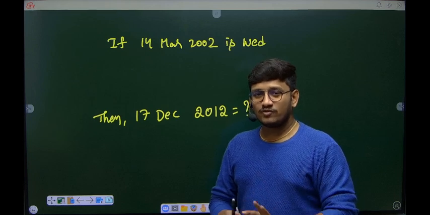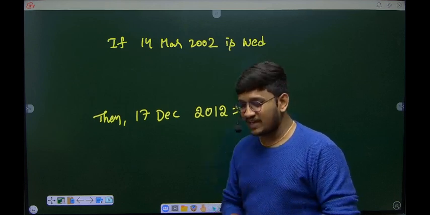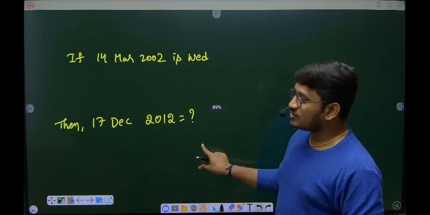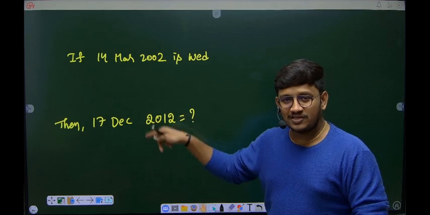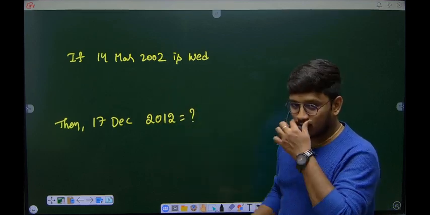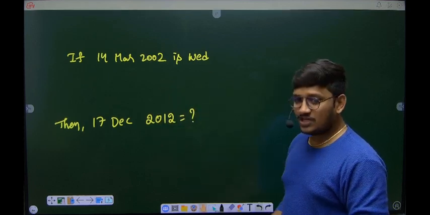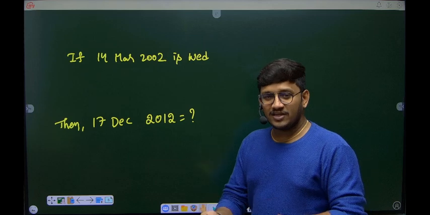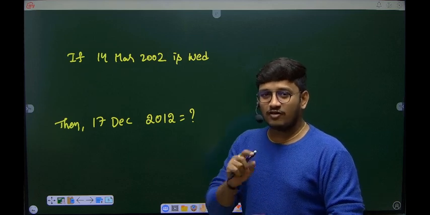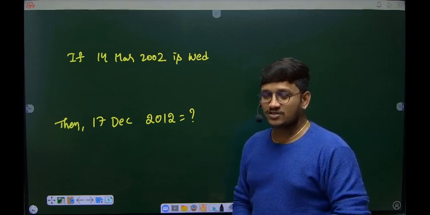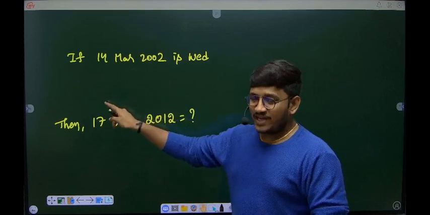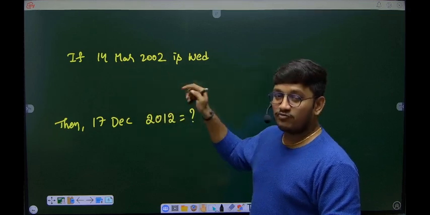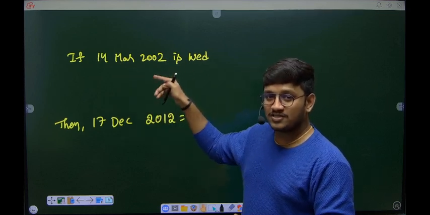Simple guys, don't worry, I will tell you the simple way of understanding. Now what students will do is they will struggle a lot calculating the number of odd days in between 14th March 2002 to 17th December 2012. Why struggle calculating odd days when we have the logic of calculating what day it was? Actually here they are asking us to find this date of birth in case it is on Wednesday, but we are not sure whether it is Wednesday or Thursday or Sunday.